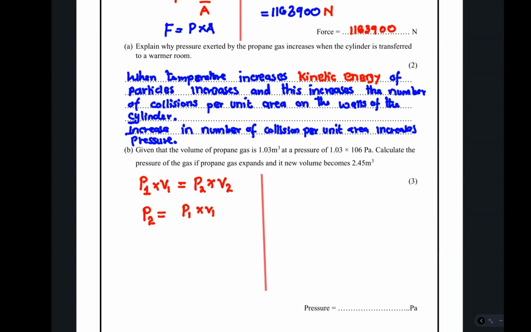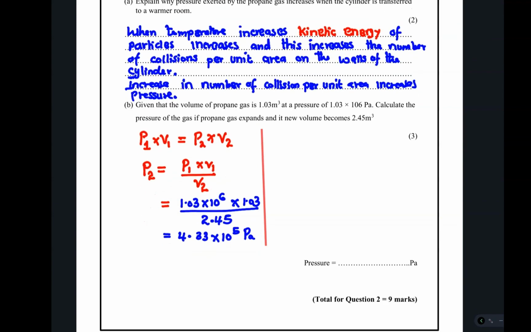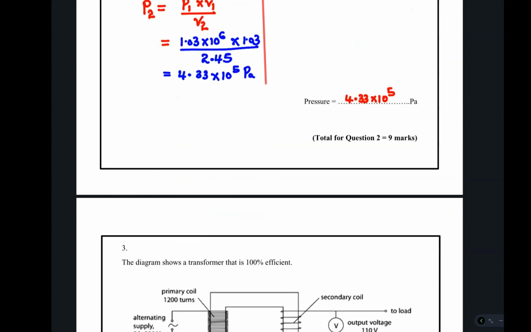Then we can make P2 the subject because we are finding P2, and then substitute what we have. If we work it out, we are going to get our answer 4.33 times 10 raised to the power 5 pascals. And then you transfer it here so that you can make the examiner happy. There is no extra mark for that, but that is meant to have a good rapport with the examiner.